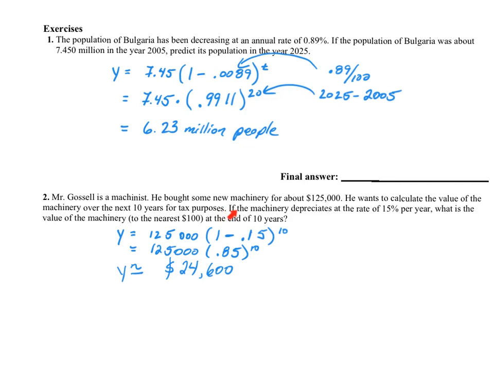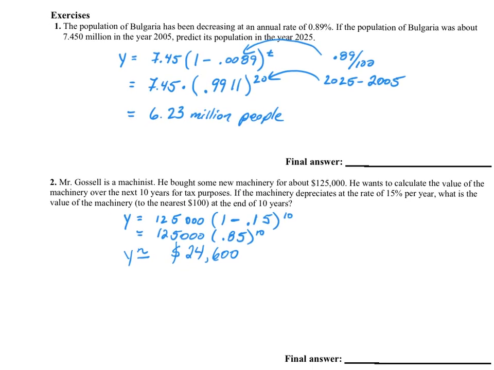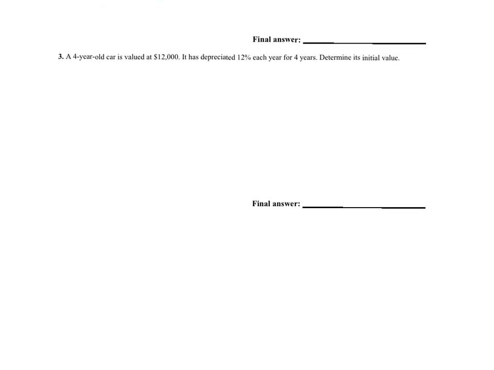So again, we see the word depreciate. Here it is. We're depreciating. Here's our initial amount. Here's our rate of depreciation. So 1 minus 0.15 or 15%. And how much is this machinery going to be worth after 10 years? To the nearest $100. You've got to really read the question carefully here. You're going to get a little bit different decimal that comes out of this, but if we're calculating to the nearest $100, it's $24,600.